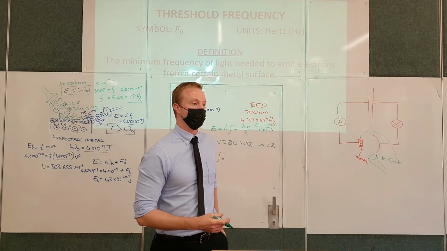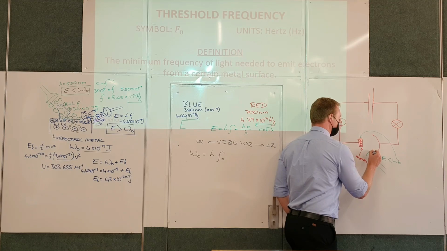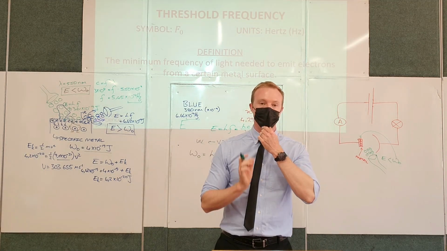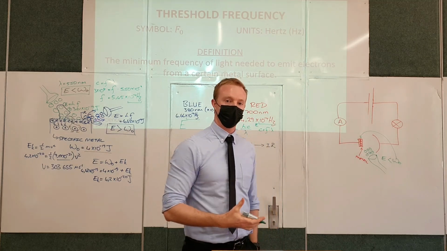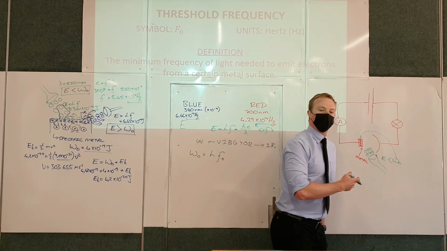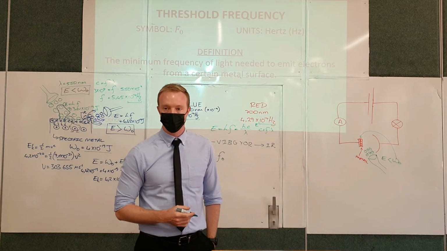The next question then is always, okay, well now we're going to increase the intensity of this green light. What do you notice? And obviously your answer is still nothing. If one photon doesn't have enough energy, 10 photons still will not have enough energy. So nothing happens, no current, no light bulb.